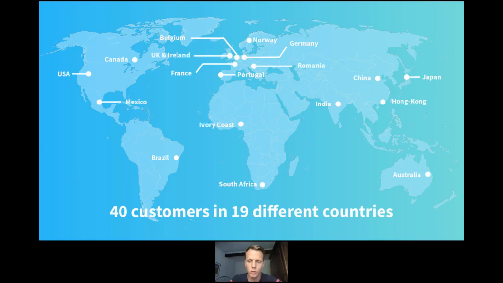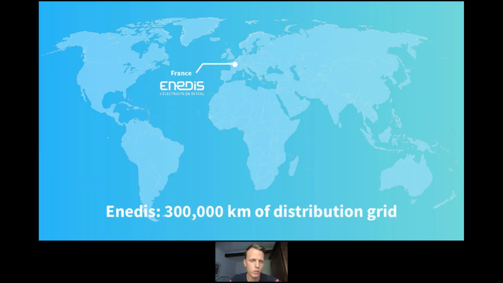We have customers in many different countries, and for most of them, we usually deliver detailed inspections using drones. However, since 2020, together with Spacept, we have started providing vegetation analysis from satellite imagery. Today, we'll focus on Enedis. Enedis is the largest European distribution system operator. They manage a medium voltage grid of 300,000 kilometers and a low voltage grid of 500,000 kilometers.